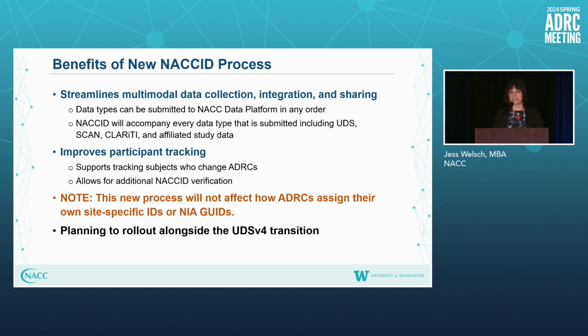So the benefits of this are really just that we're looking to streamline that collection of the data and be able to integrate and share it more directly. And so they'll be able to submit in any order, and that NACC ID will accompany that participant throughout the duration of their participation in the NACC program, and it will also be tied to all the other incoming data streams. This will improve participant tracking. It's going to support better transfers in between centers as well, so we'll be able to track in between and not lose people, hopefully.